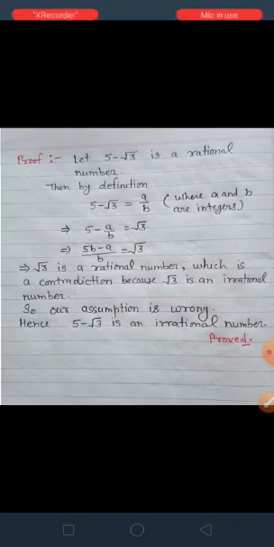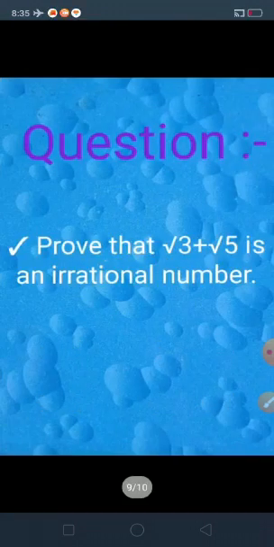So root 3 is a rational number, which is a contradiction because root 3 is an irrational number. So our assumption is wrong. Hence, 5 minus root 3 is an irrational number. This is the proof of this question.